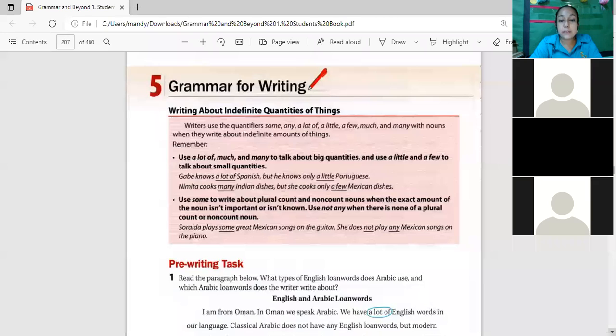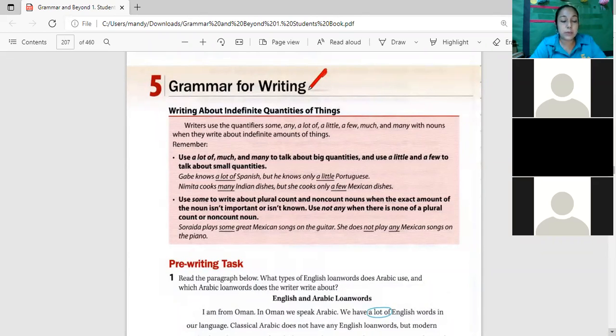Kate knows a lot of Spanish. That means this person can speak Spanish. But she knows only a little Portuguese. Maybe this person can pronounce some words in Portuguese. Nita cooks many Indian dishes, but she cooks only a few Mexican dishes. That means maybe she has different knowledge about Indian food, but not Mexican food.